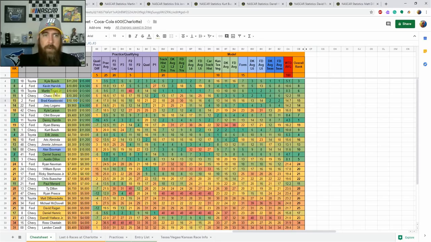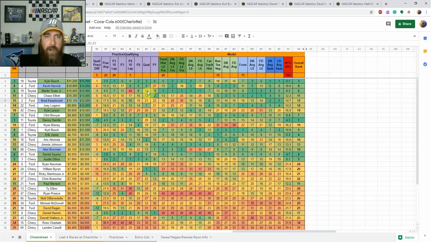Martin Truex is going to be number two on my core plays list this week. He gives us a little bit of place differential starting 14th. He's been absolutely strong here. When you're looking at track history, he's number one on that list. Like Kyle, he's had a little bit of trouble this year when looking at Kansas, Texas, and Vegas, but I think this is the week that Toyota gets back in the running. So definitely looking at Truex starting 14th.